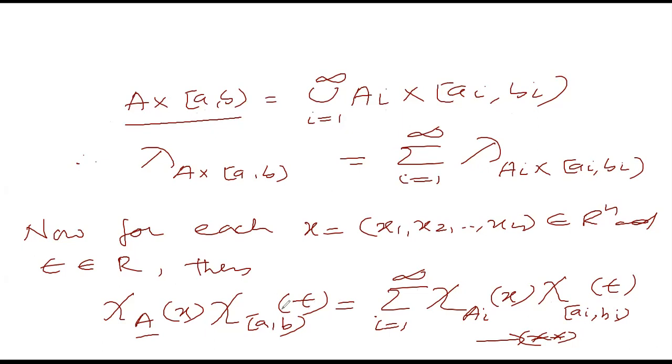If both x belongs to A, t belongs to (a, b), then both sides are equal to 1. And if either x is not in A or t is not in (a, b), then both the sides are equal to 0. So I leave this for you to write those steps. Okay, so this equality holds.